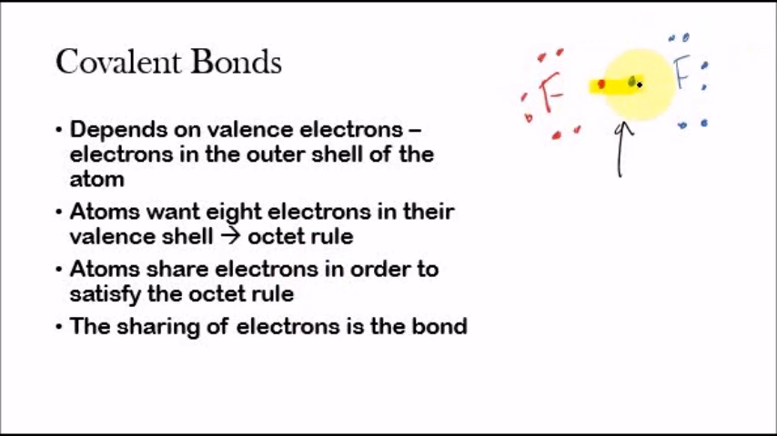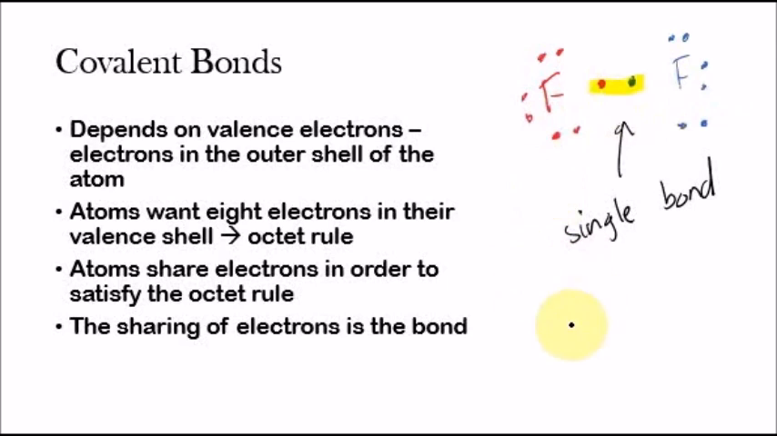So look, this fluorine atom has 1, 2, 3, 4, 5, 6, 7, 8. And this fluorine atom has 1, 2, 3, 4, 5, 6, 7, 8. So they satisfy the octet rule by sharing their electrons. And this is called a single bond, because each atom is only contributing 1 electron for the bond. So it's a single bond.